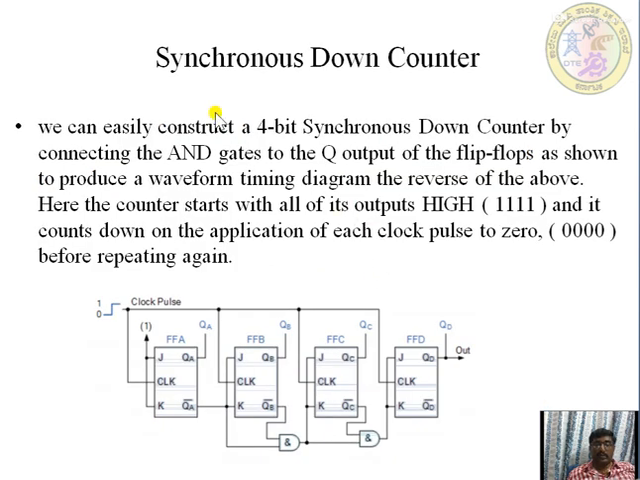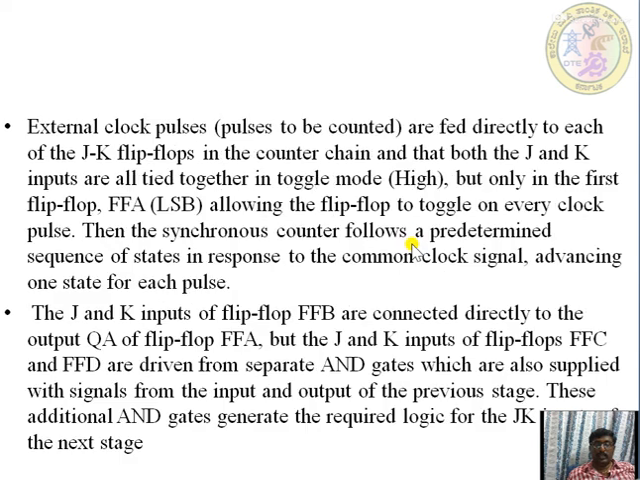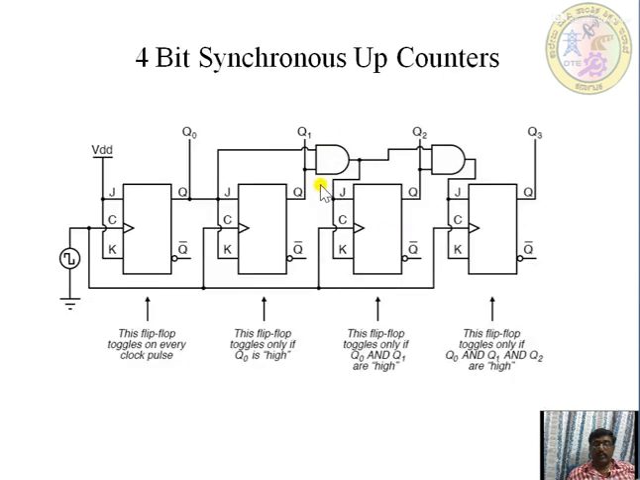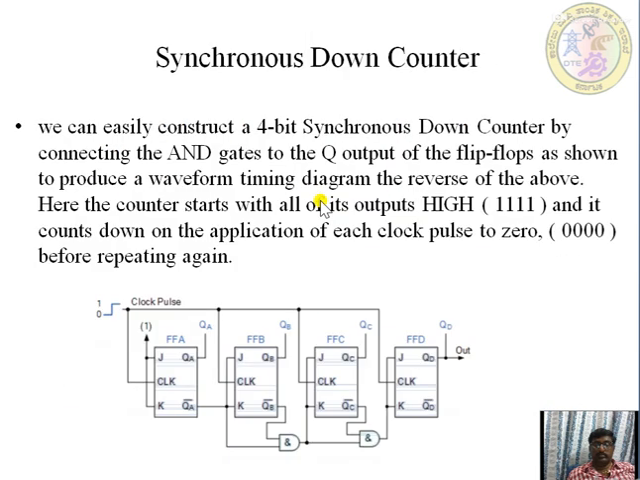Next, the synchronous down counter. We can easily construct a 4-bit synchronous down counter by connecting the AND gates to the Q-bar output. The flip-flops produce a waveform timing diagram that is the reverse of the above. See here, the AND gate was connected at the top, and now it has been connected to the bottom with the Q-bar output. So that is the main change here.